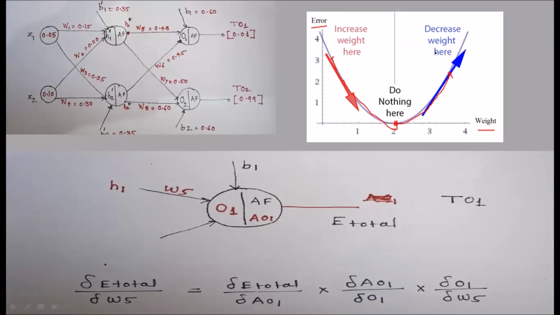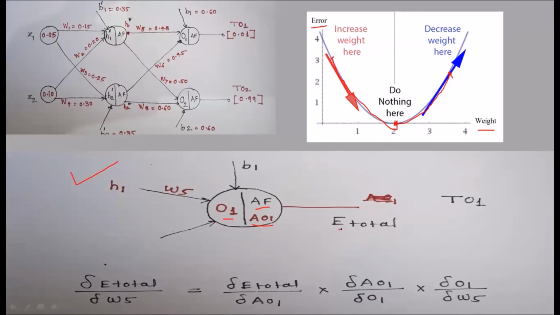This is another important topic, but we will not go into detail on it. You can understand from this graph that you have to increase or decrease the weight accordingly, depending upon the error and weight. Now here I have drawn one output node. Just take this node; I have drawn it again. This is the output O1, this is the activation function, and this is the actual output 1.